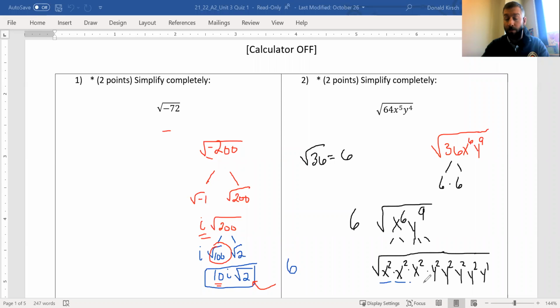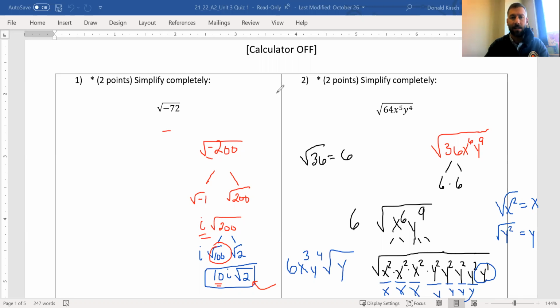And then every group of 2, I think about squaring a square root, right? Square rooting x squared, that just gives me regular x. So how many regular x's are going to come out front? 1, 2, 3. 1 for each group. How many y squareds, right? If I take the square root of y squared, that just gives me regular y. How many y's are going to come out front? 1, 2, 3, 4. And then we can see that we have 1 left over. That's not a perfect square, so that stays on the inside.